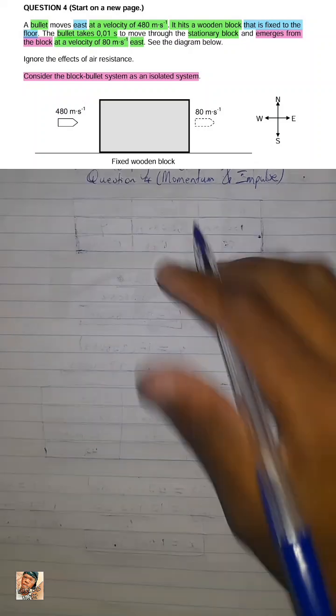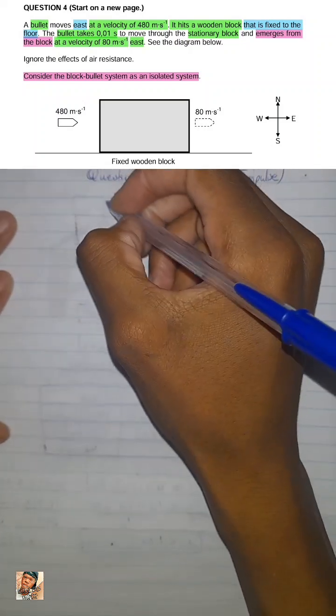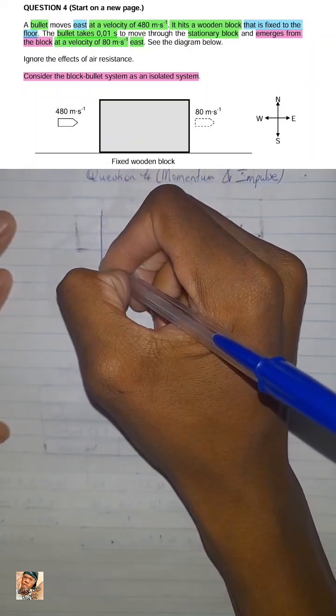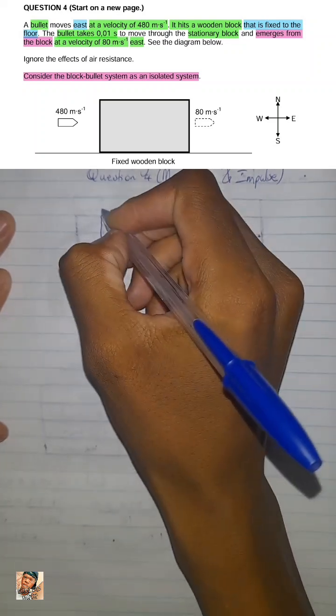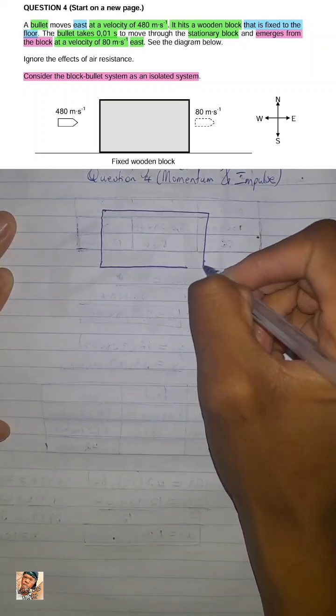So let us just draw this. I'm not even going to need to pause right now. I'm going to take my time. This is one of the enjoyable topics, even though it is one of the easiest. Right, so we have a fixed wooden block here. This is the fixed wooden block. Of course, I'm not going to draw beautifully or accurately.